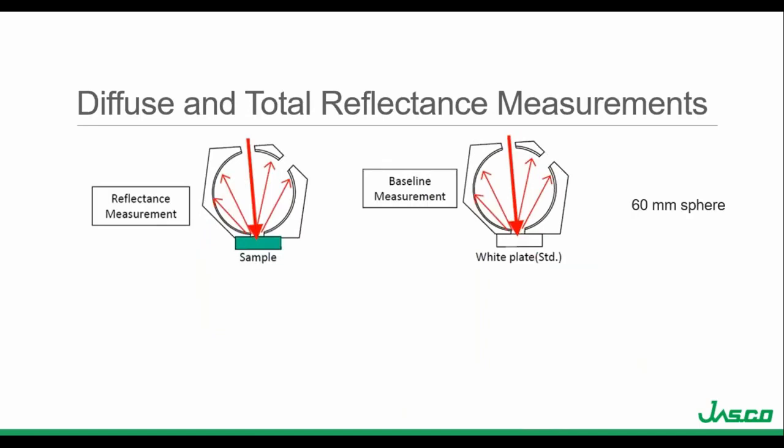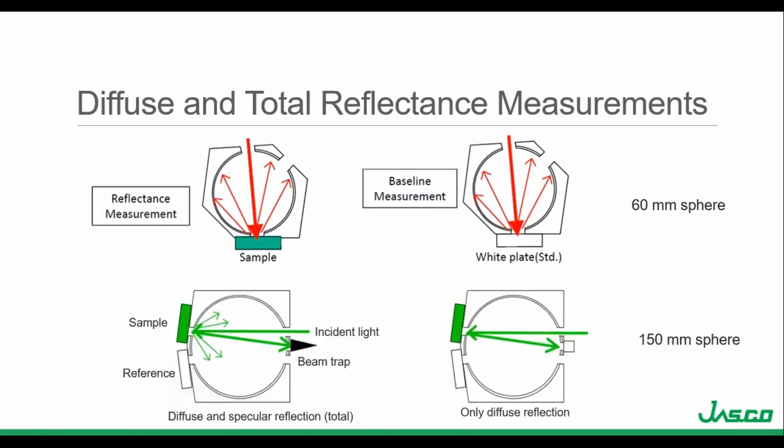Diffuse reflectance measurements are obtained by placing the sample at the reflectance, shown in this teal color, or the back port of the integrating sphere, shown on the top and on the left. Baseline measurements are acquired the same way they are for diffuse transmittance measurements, with a white standard plate at the back port and nothing obstructing the incidence beam. Diffuse reflectance measurements are typically obtained for powder samples or samples with rough surfaces.